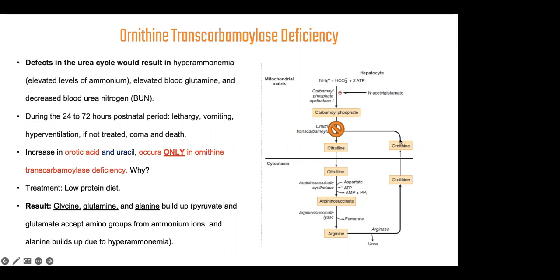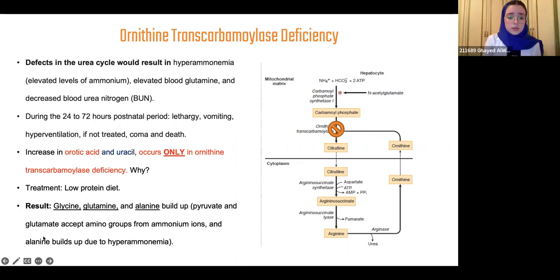Okay. Another thing that you'll see is an elevated level of glycine, glutamine, and alanine. These three will also build up in either carbamoyl phosphate synthetase deficiency or ornithine transcarbamylase deficiency.